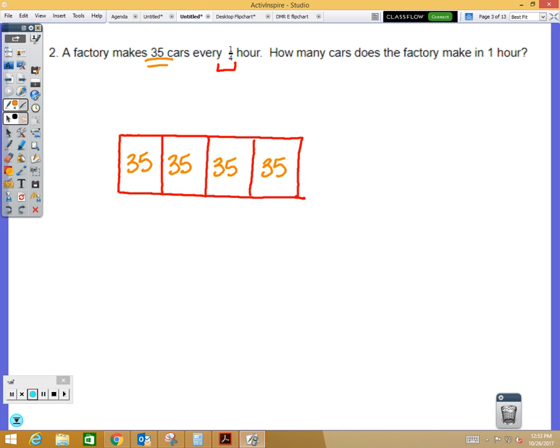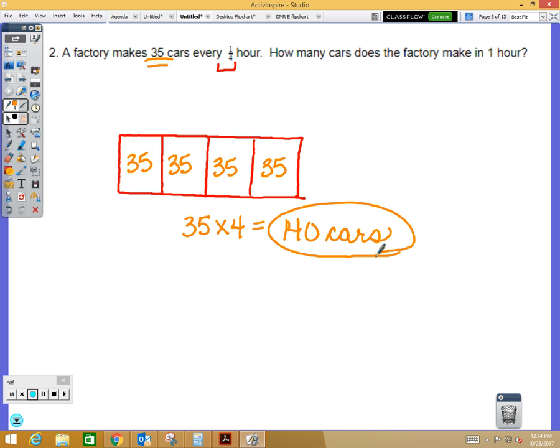All right, that would be the easiest thing to do, right? If you had a calculator, is to do 4 times 35. Do you agree? Everyone has a calculator in front of them, hopefully. So the easiest thing to do is just 35 times 4, which you said was 140. So the factory makes 140 cars an hour. Questions about this one? Starting to make sense what we're doing?